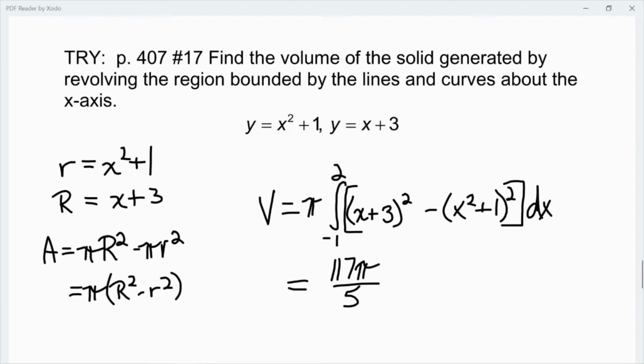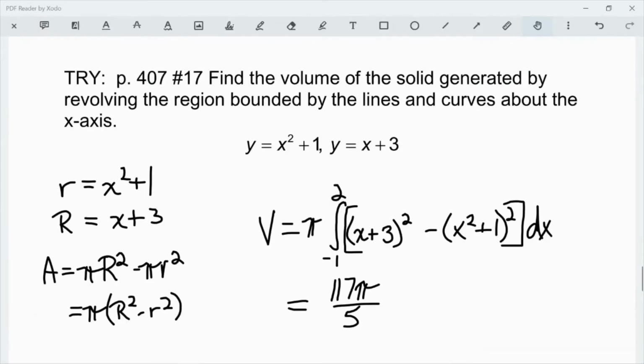And you can see I found my two radii. I didn't draw the cross section this time, but I was just visualizing what my cross section looks like. Eventually that's where I want you to get with this. So my inside radius here is the x squared plus 1. And then the outside radius, the longer distance from the x-axis, would be x plus 3. So you can see I found my cross-sectional area. And now I set it up here as an integral.